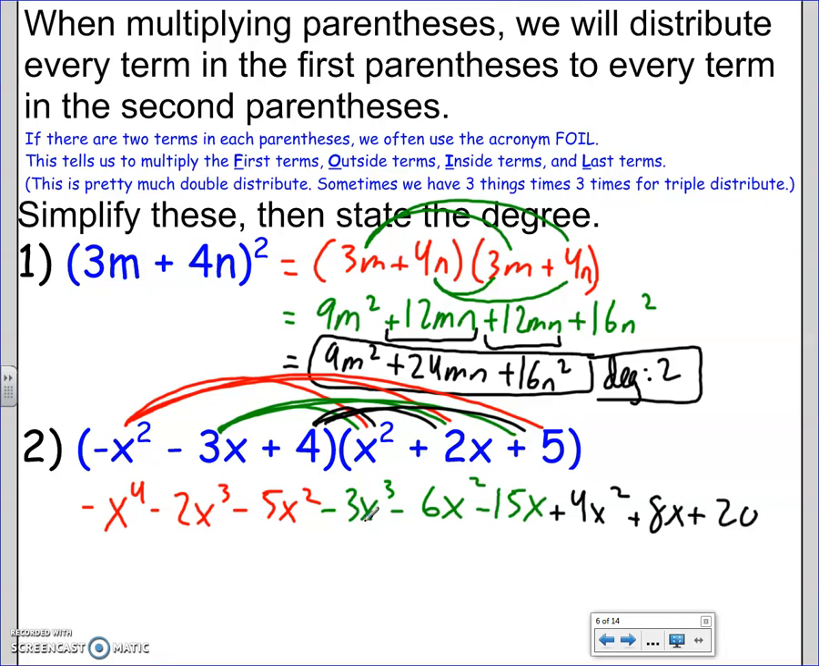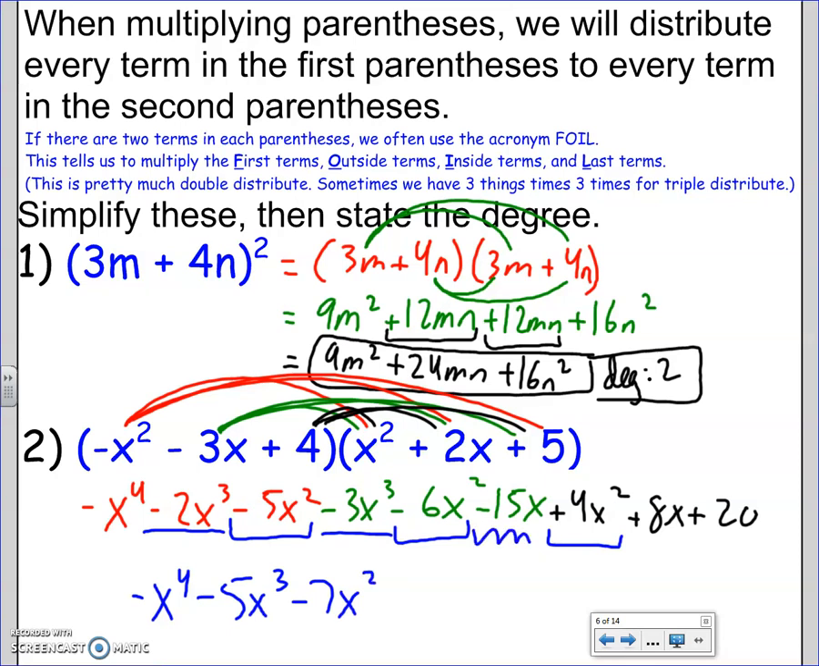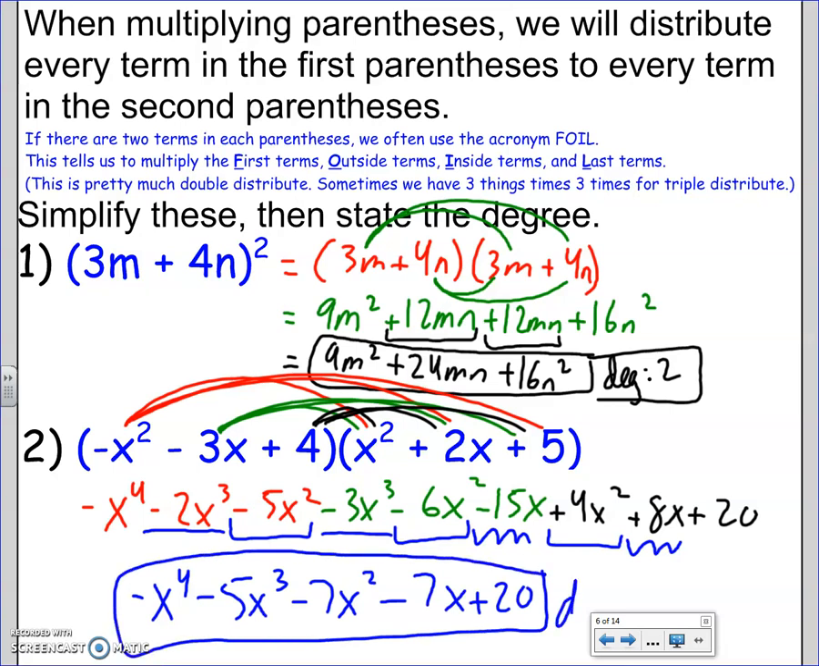Combine like terms. There's no more x to the fourth, so I'll put that first. Here's x cubed. Negative x cubed. Here's x cubed. Negative 2 minus 3 is negative 5x cubed. Here's x squared. Here's x squared. Here's another x squared. So negative 5 minus 6 is negative 11. Negative 11 plus 4 is negative 7x squared. Then here's the x. Here's the x. Negative 15 plus 8 is negative 7x. Then the constant, there's nothing to combine, so it stays the same. Here's the combined answer, and the degree here, the highest exponent I see is 4.